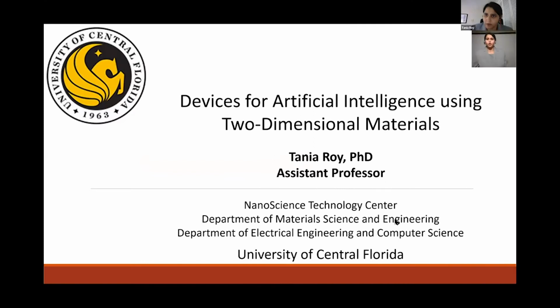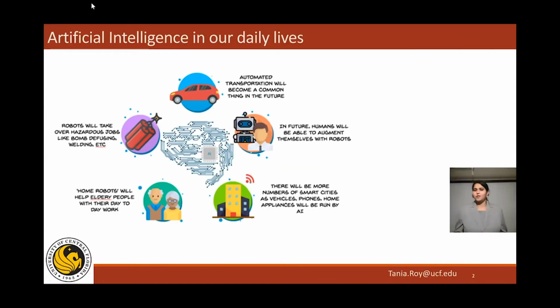Today I'm going to talk about how we are using two-dimensional materials to make devices for artificial intelligence. Artificial intelligence is all around us today. We are hearing of autonomous navigation, autonomous vehicles, so much about these cars. We are hearing about autonomous navigation in space. We are hearing about humanoid robots, which can do tasks which are hazardous for humans.